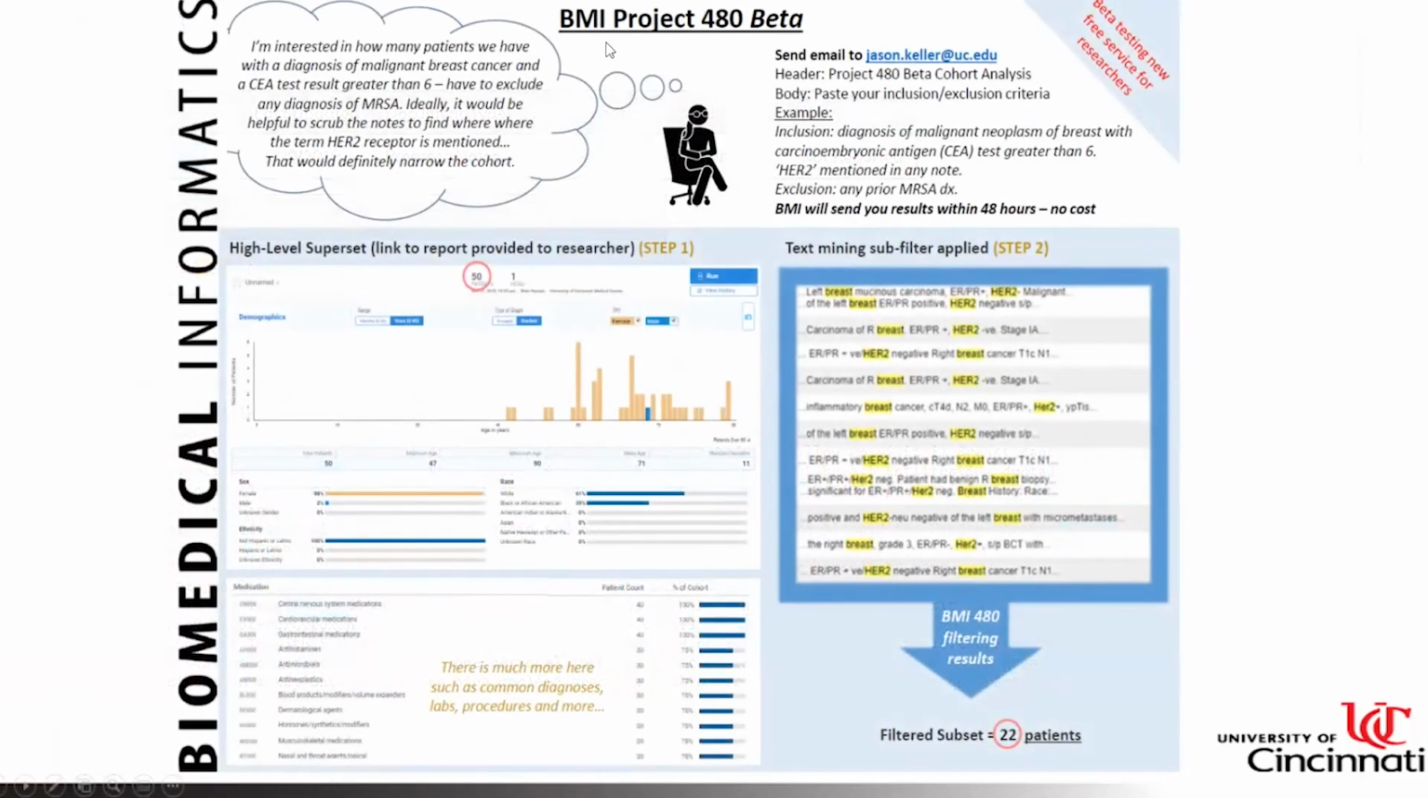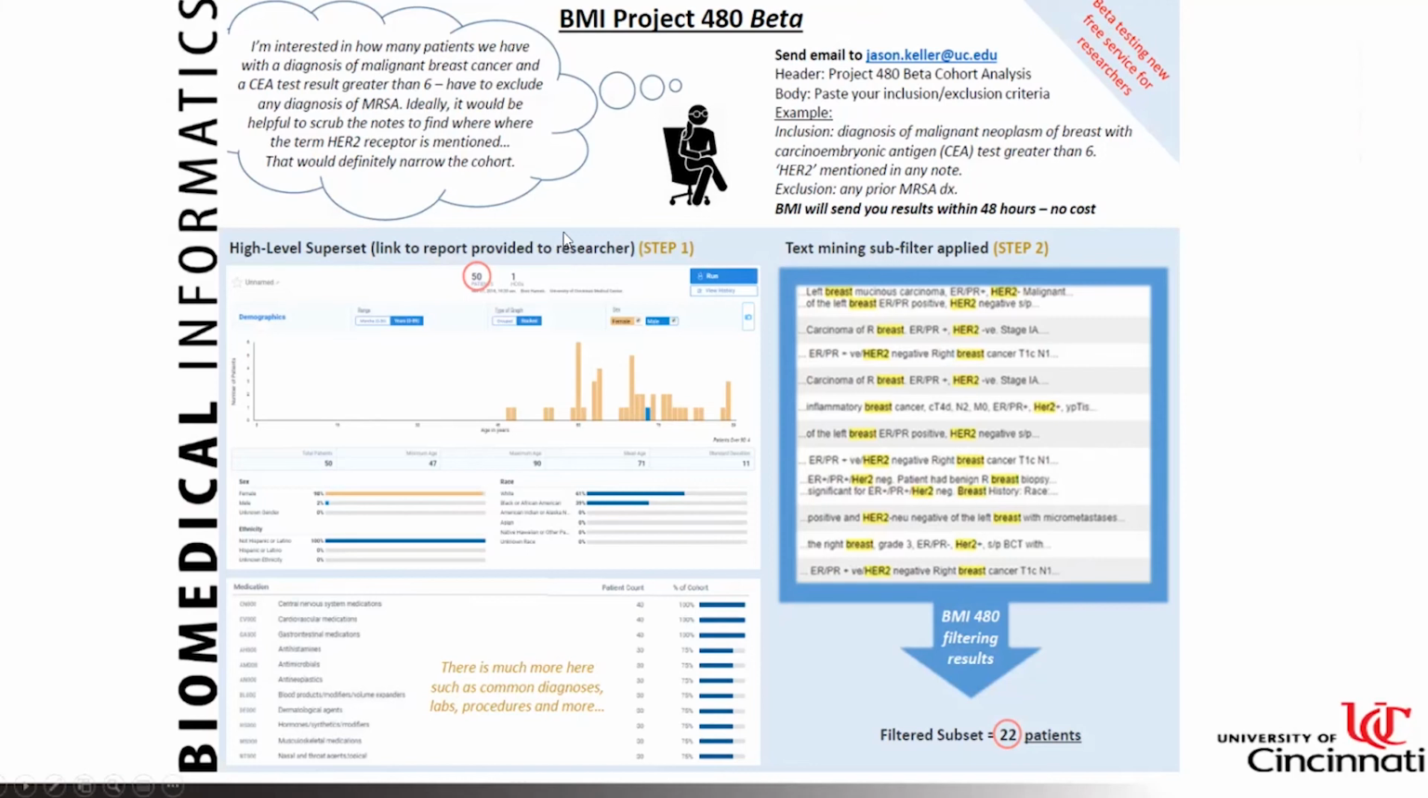I'm interested in how many patients we have with a diagnosis of malignant breast cancer and a CEA test greater than 6. Have to exclude any diagnosis of MRSA. Ideally, it would be helpful to scrub the notes to find where the term HER2 receptor is mentioned. That would definitely narrow the cohort.